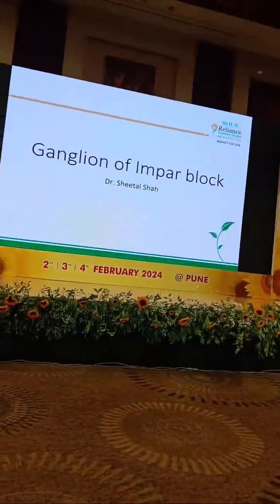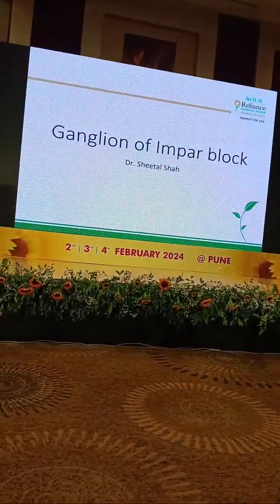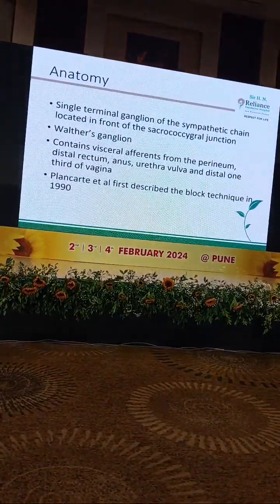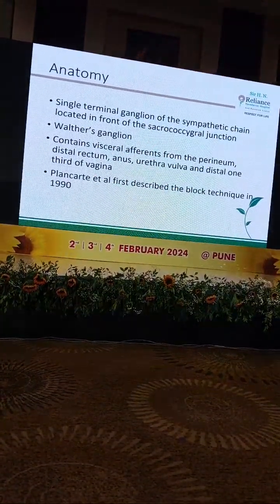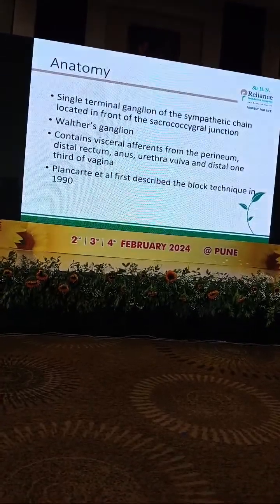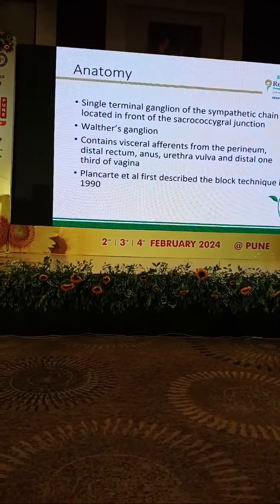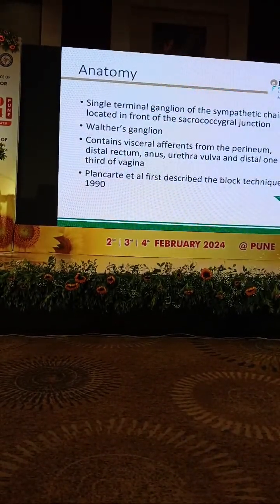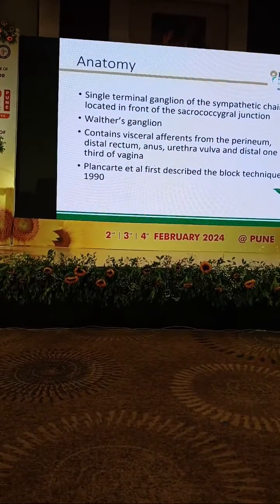Ganglion of impar block. As we all know, it is a single terminal ganglion of the sympathetic chain, and it's located in front of the sacrococcygeal junction. It is also called Walker's ganglion, and it has distal efferents from the perineum, distal rectum, anus, urethra, vulva, and distal one-third of the vagina.